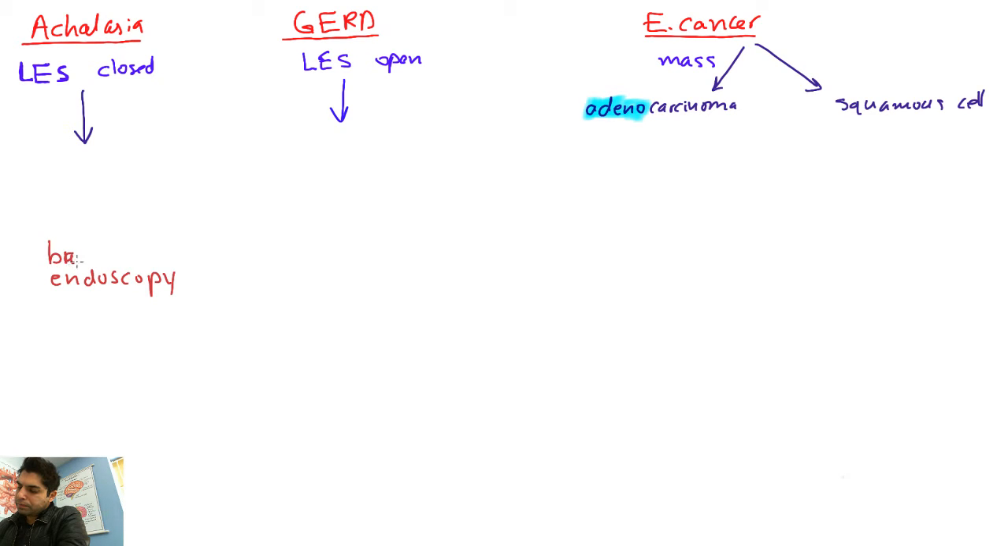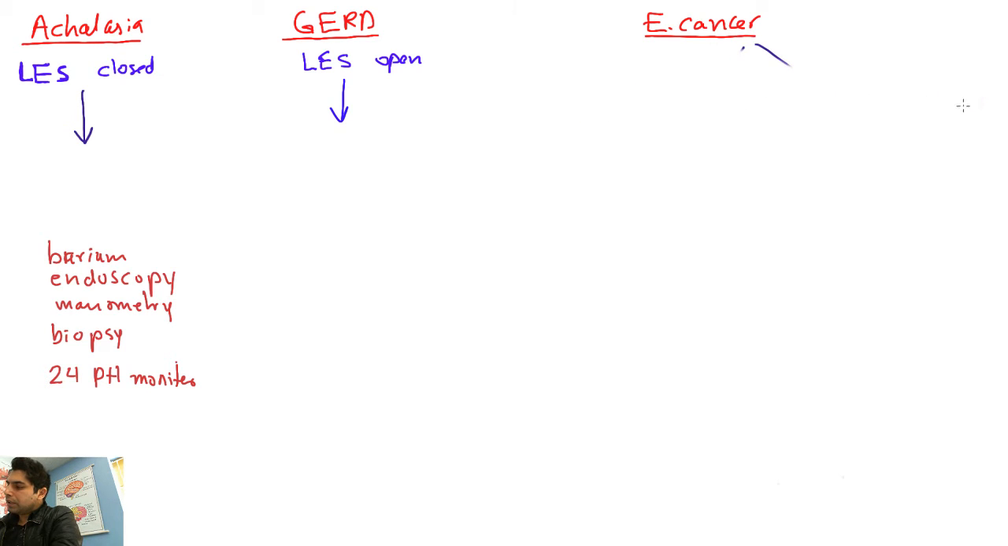Barium. Manometry. Whatever. Biopsy. There you go. Anything else? That's good? Sure? Okay. Now let's do one more thing. 24-hour pH monitoring. Okay. I'm going to erase because now we don't care for them, right? We know the difference between the two.